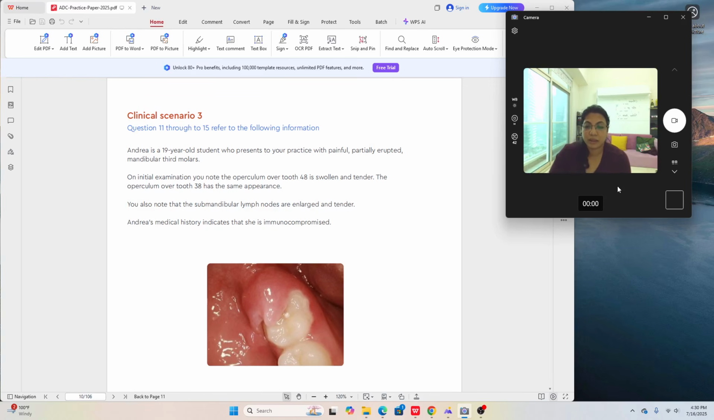Andrea's medical history indicates that she is immunocompromised. Now, they haven't mentioned what she has. It just says she is immunocompromised. Basically, her immunity is not that strong. Maybe she has an autoimmune disease, maybe she has some other disease which compromises her immunity. It can be anything, but they have not mentioned that.